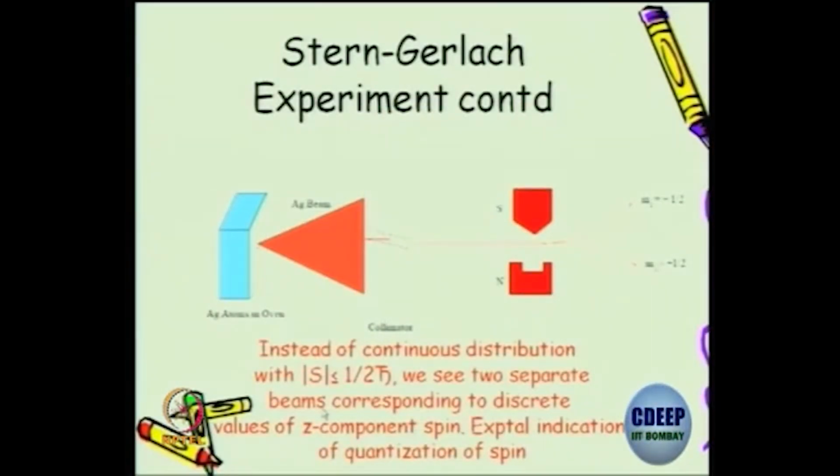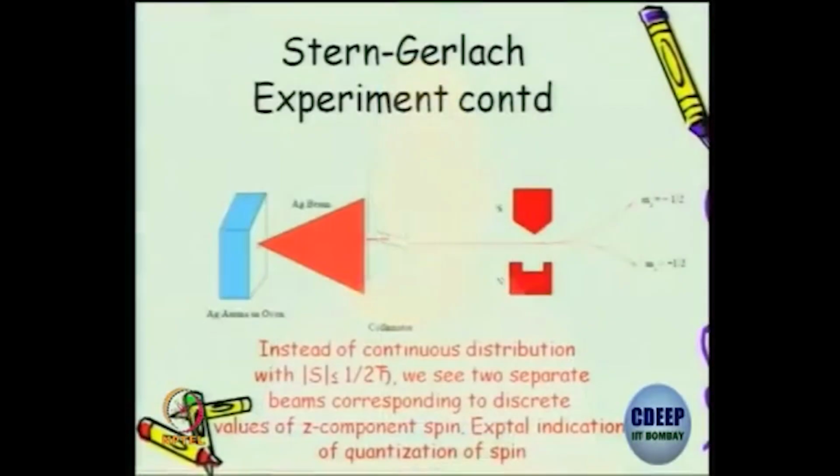Silver atoms are almost like L equal to 0 states, so they won't have orbital angular momentum. That is why we can pinpoint that this corresponds to the spin angular momentum. Otherwise, we would have to worry about whether there is also orbital angular momentum. So, this is an indication that we have quantization of spin operators, spin angular momentum.